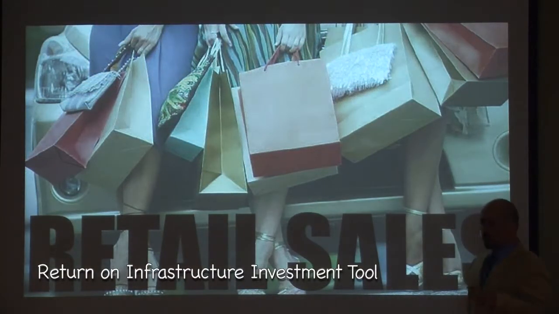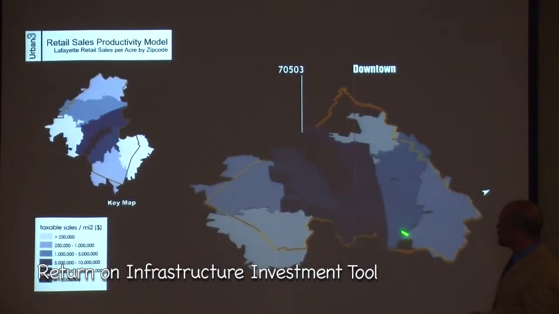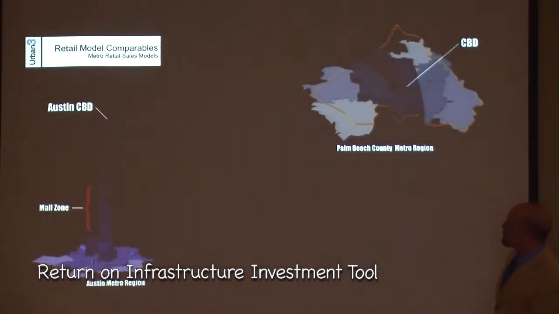Retail sales, we're still working on this. What y'all are seeing right now is kind of a midterm review. This is a three-dimensional model of your parish done by zip code. We're going to be drilling into this more. This is the zip code that downtown sits in. It's a little washed out. This is typically what we see.